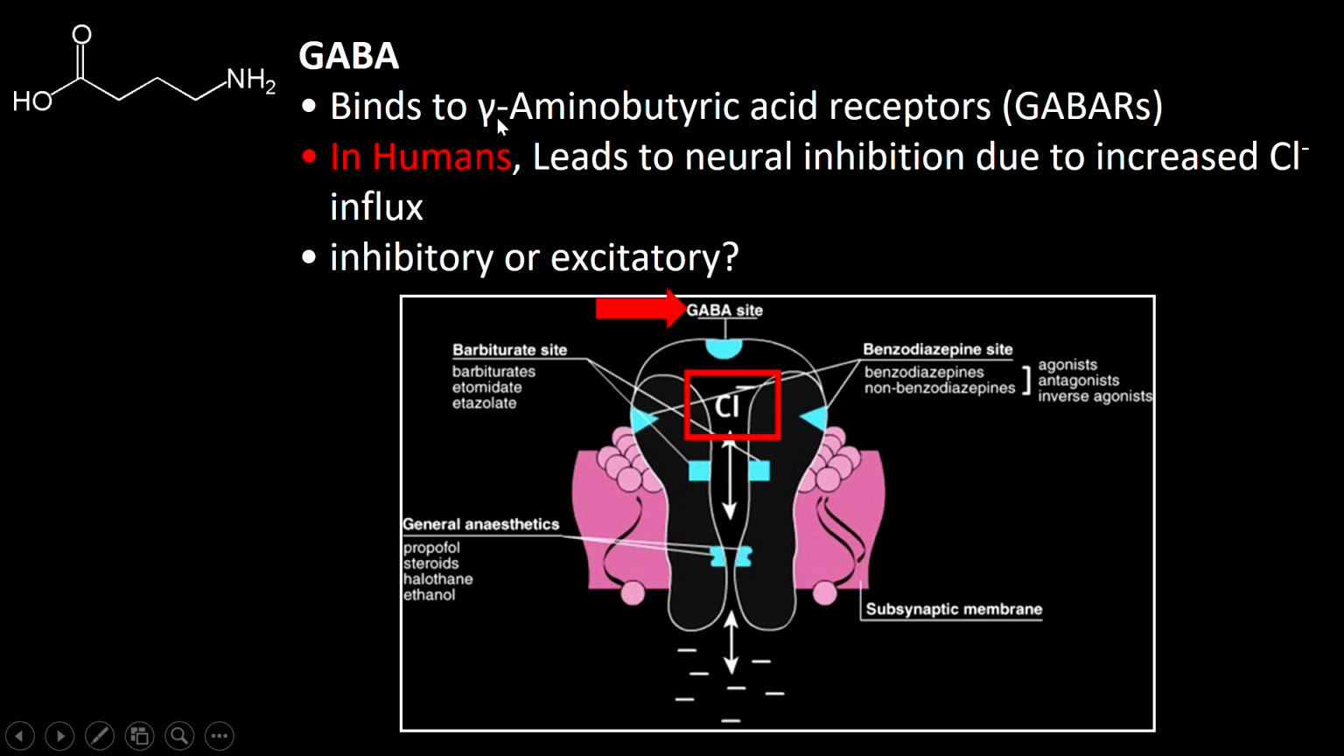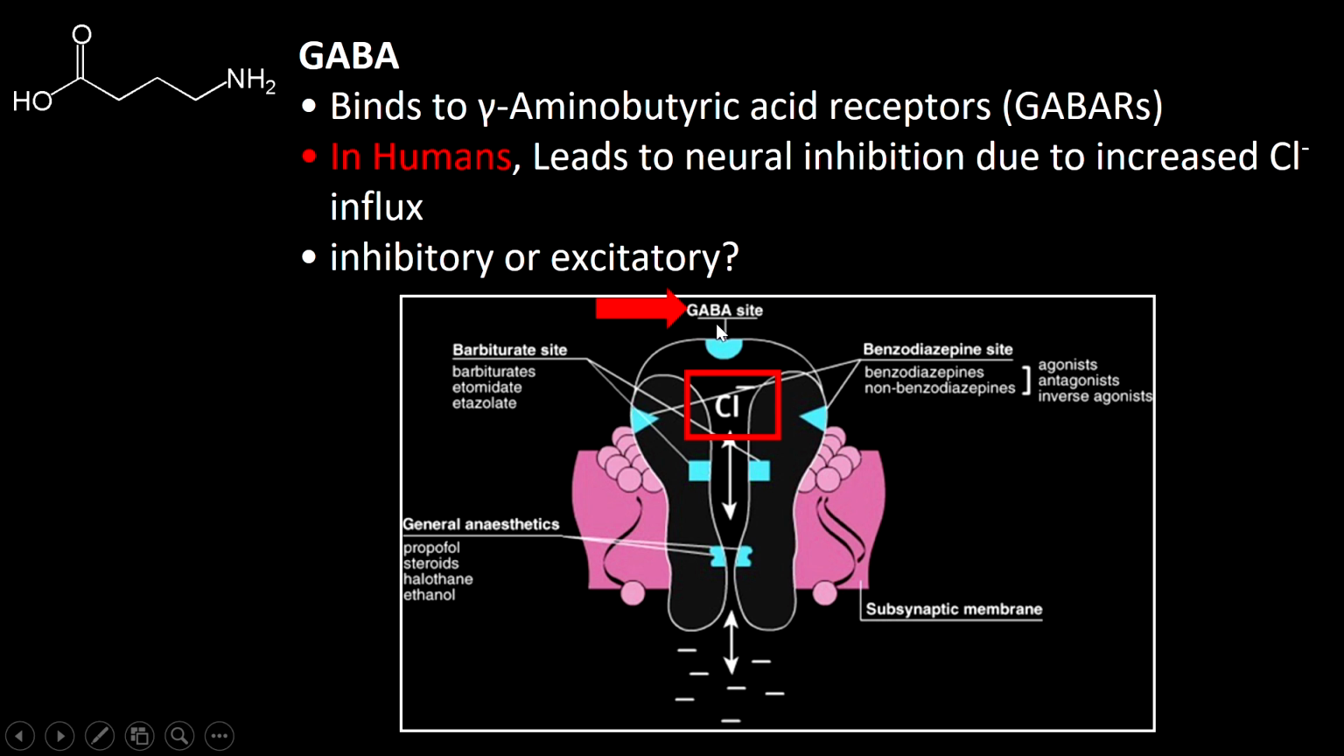Okay, next one is GABA. GABA binds to this receptor. In humans, GABA binding will lead to neuron inhibition because you are going to increase chloride into the cell. Chloride is negatively charged, so you are lowering the voltage inside the cell, and then you have a harder time reaching threshold to have an action potential. That's why these neurons get inhibited. So GABA is inhibitory for humans.